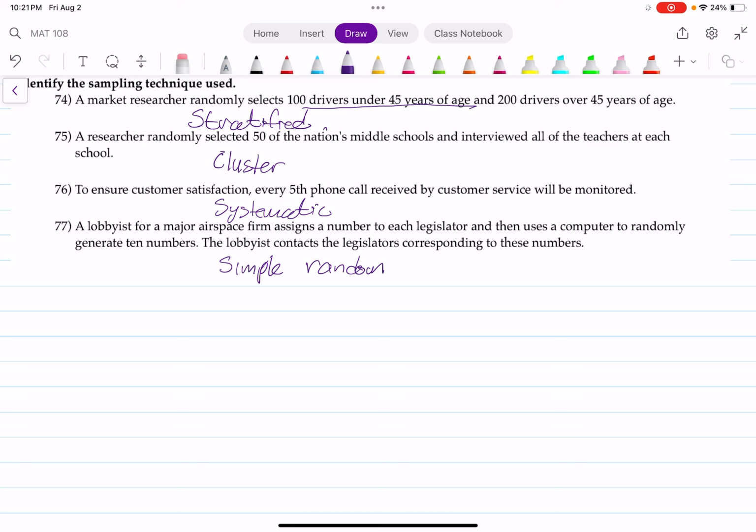Not every fifth person. We're not dividing based on a characteristic like maybe gender or age or race or whatever and picking from each group. And then we're not looking at different locations, choosing different locations at random and selecting all of them. Simple and random. So there you go.